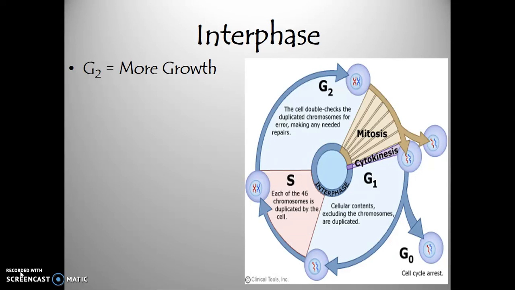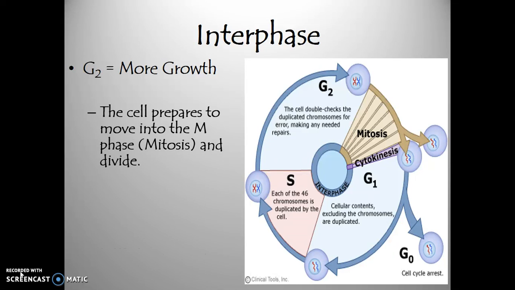Again, G for growth. G2, we're going to grow some more, or make sure everything's ready to go. We're going to prepare to move into M phase. And for now, M is going to stand for mitosis. Mitosis. Remember, mitosis happens in my toes. So these are your body cells that are going to be going through mitosis.